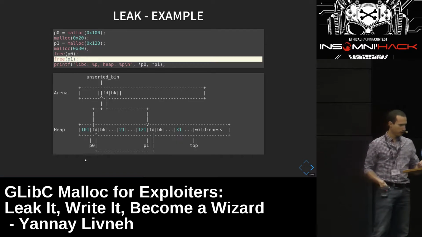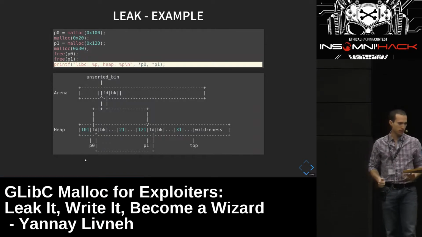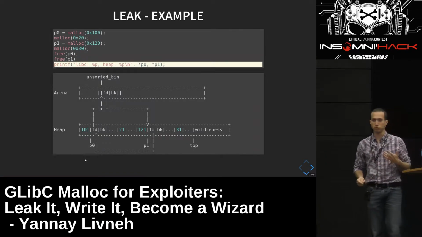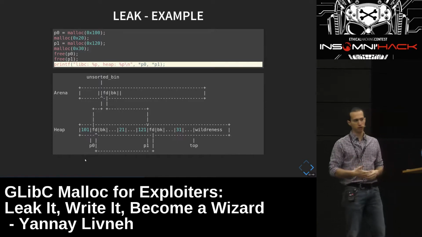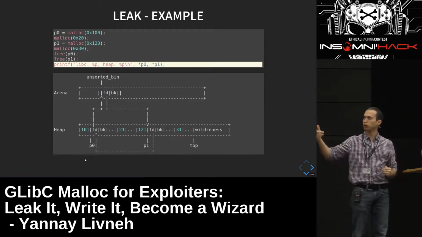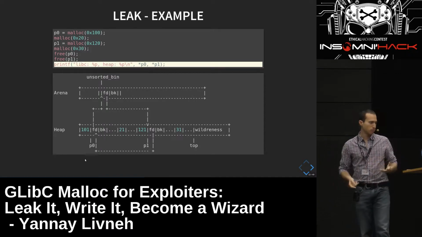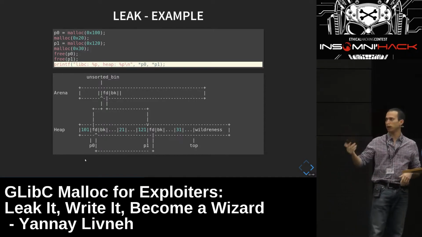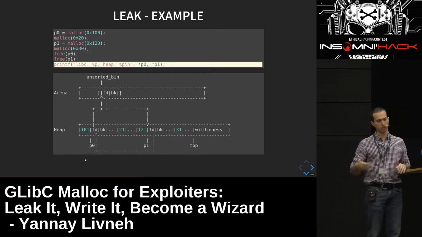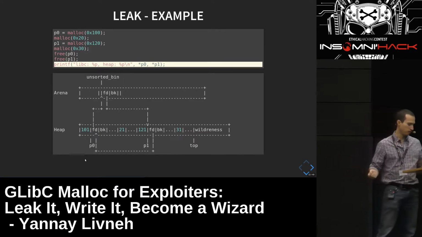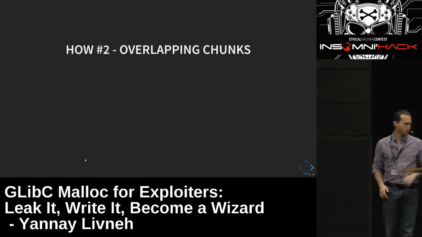Now we are reading it as the exploiter, so we can actually read what P0 is pointing to. What's written in P0 points to the unsorted bin, so it's a GLibC pointer, a libc pointer, and then P1 points back to the heap, so we're reading a pointer to the heap. And this is how you leak pointers.